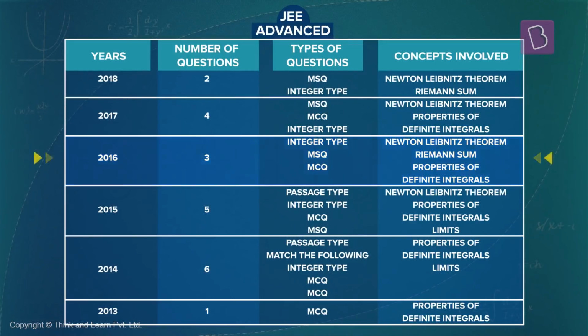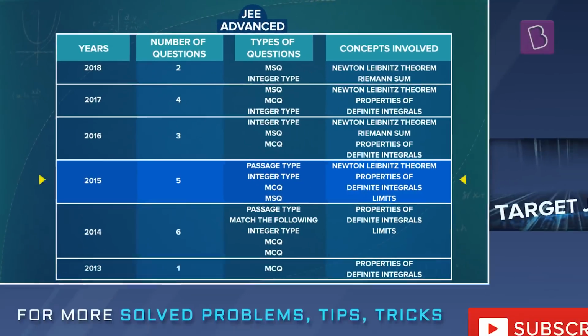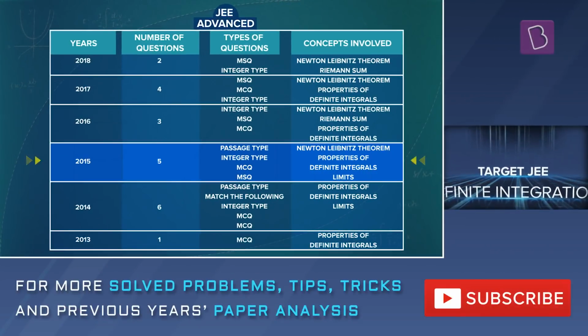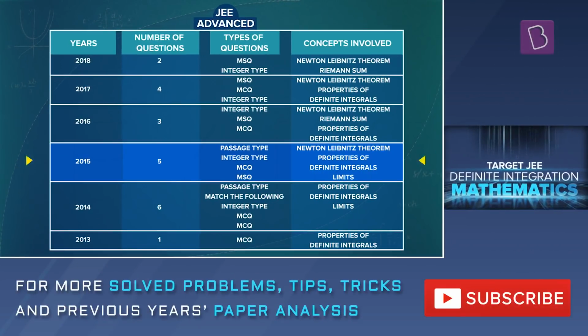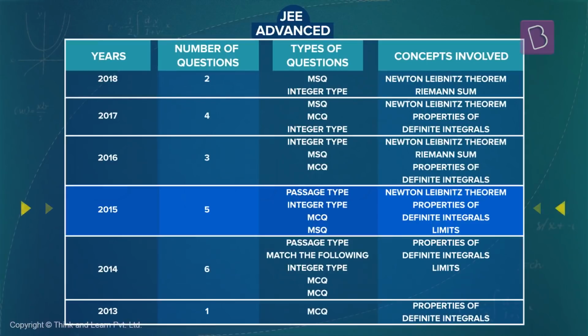Then comes the mega year 2015, where there were five direct questions from definite integrals. One was a passage type question. The passage had questions based on multiple concepts of calculus, and one question was directly from definite integrals. It was a simple definite integral question, without much use of properties or advanced topics such as the Newton-Leibniz theorem or the Riemann sum.